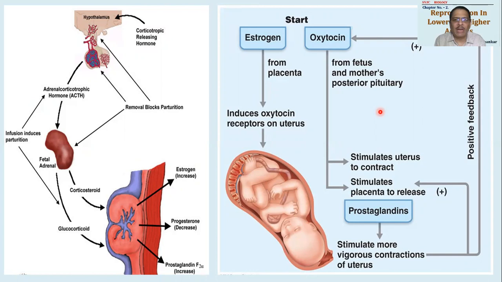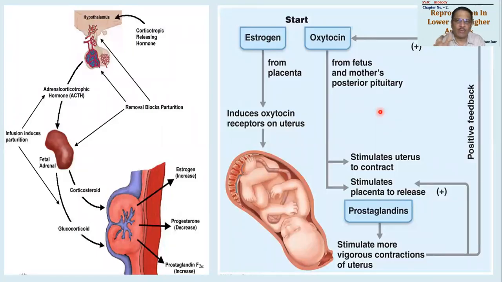And then it will have a loop. The more prostaglandin secreted, the more the placenta will be excited, and so it will start secreting more prostaglandin. This process will continue till childbirth. It will have a positive feedback mechanism onto the pituitary gland also.